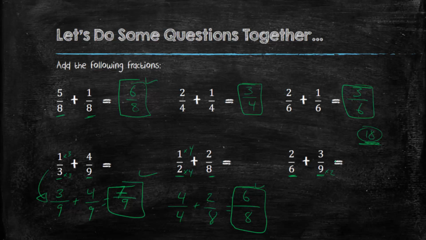So if we multiply this by 3, that'll give us 6 over 18, and if we multiply this by 2, this gives us 6 over 18, right? So 6 times 3 is 18, 2 times 3 is 6, 3 times 2 is 6, and 9 times 2 is 18. So now that we have common denominators, we could add: 6 plus 6 is 12 over 18. Okay, awesome. Hope you've enjoyed watching this video.